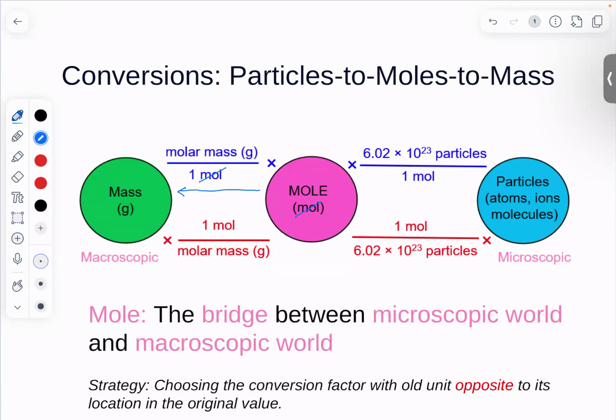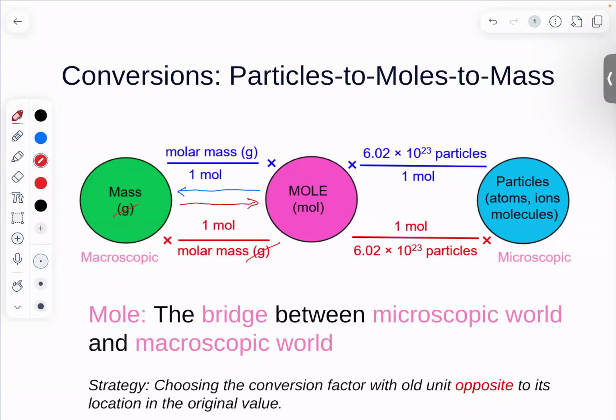On the other hand, to convert mass into moles, we use the reciprocal conversion factor with 1 mole as the numerator and the molar mass as the denominator. So we can cancel out the grams to end up with moles.